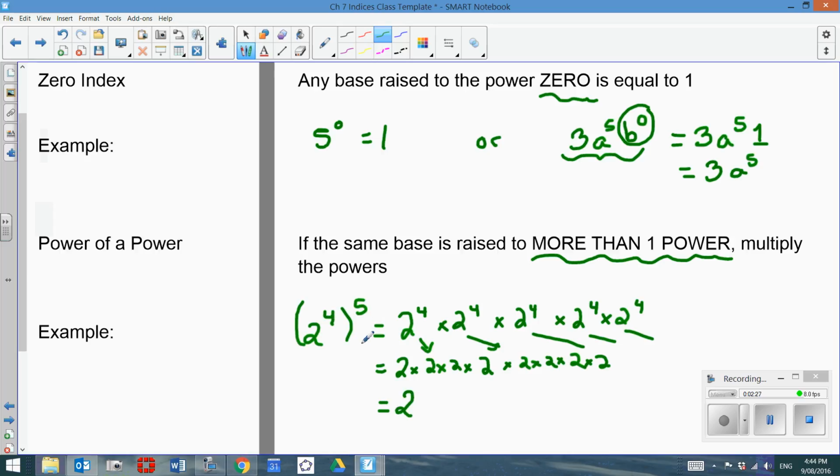So I could do this really simply just by looking at what my indices are to begin with. 4 and 5. If I multiply my indices, it's a lot faster to get 2 to the 20th, okay, than if I had to write it out that many times. So if I have the same base, so 2 itself, it's raised to more than one power. So this one had a 4 and a 5 as a power. Then I can just multiply the powers. Multiply the powers, and I get 20 as my new power.